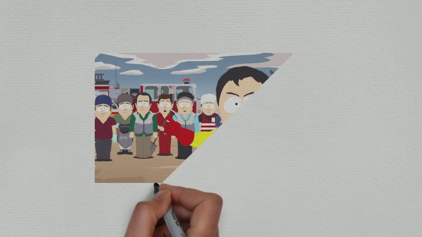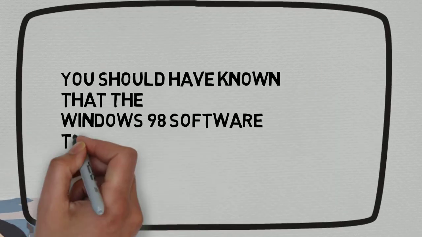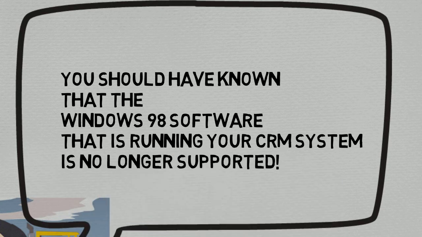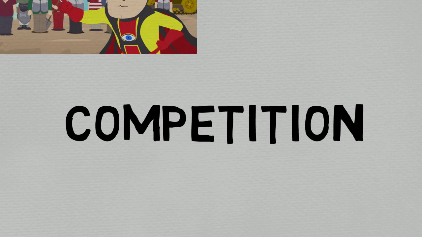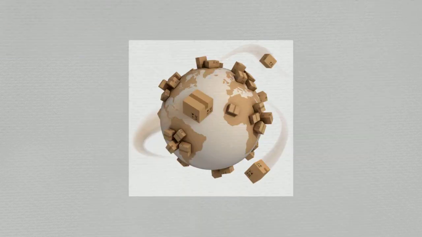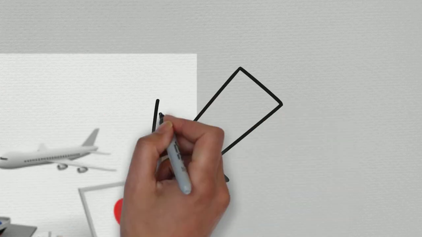Here's a software example brought to you by Captain Hindsight himself. You should have known that the Windows 98 software that's running your CRM system is no longer supported. What about competition? Well, everybody's worried about the global thing. That kind of took people by surprise. Even these guys.